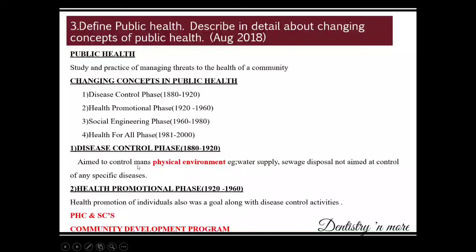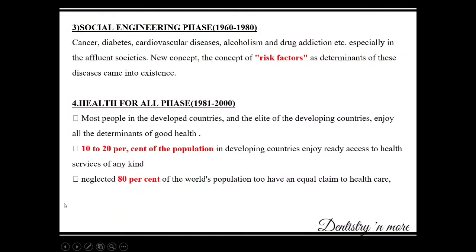In the disease control phase, it was mainly focusing on the physical environment like water supply and sewage disposal, not particularly to control any disease. Whereas the health promotional phase is a little more advanced, where health promotional activities like women and child programs, nutritional programs, and other programs were included. It was mainly implemented through primary health centers and sub-centers, and the community development program was also there in the health promotional phase. Whereas the social engineering phase is from 1960 to 80.